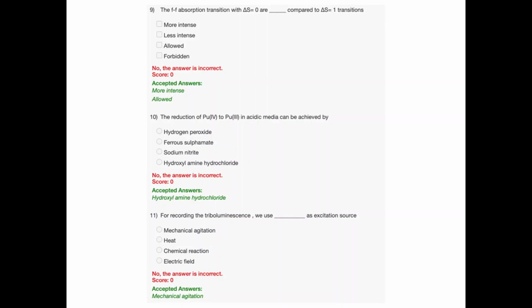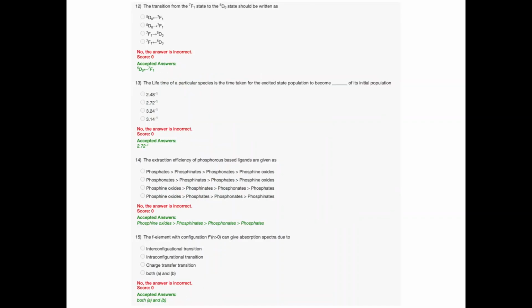For recording the triboluminescence we use what? Mechanical agitation, we know it. The transition from the 7F1 state to the 5D0 state should be written as 7F1 to 5D0. The lifetime of a particular species is the time taken for excited state population to become dash of its initial population, it should be 2.72 inverse. We know it very well.